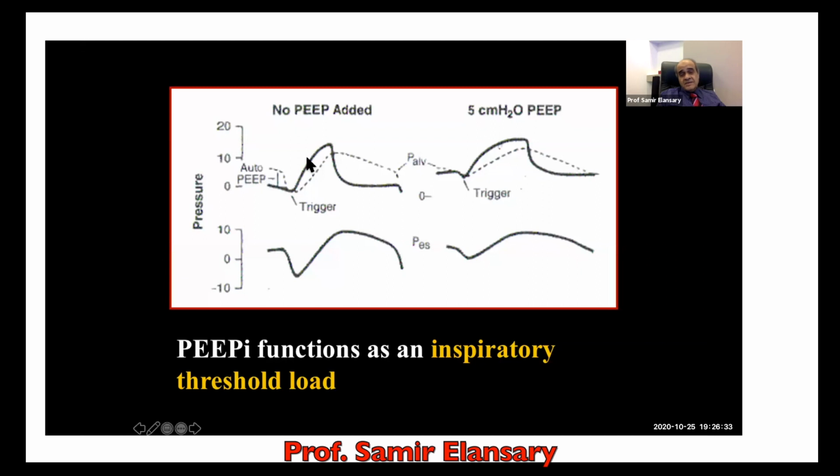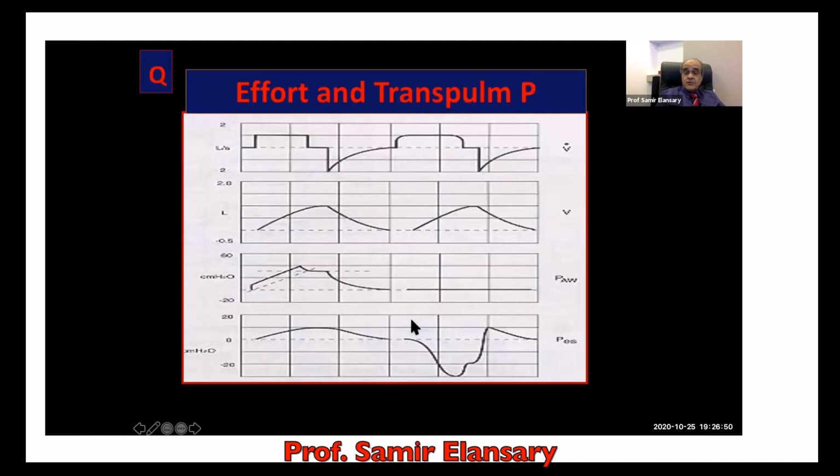And so, in such a situation, we can apply PEEP. If we apply PEEP of 5 centimeters of water, as we see here, the effort will be less. The esophageal pressure will become less, and this is a good solution for the problem of intrinsic PEEP. Effort also can affect the transpulmonary pressures, and you have to increase the transpulmonary pressure in cases of severe effort. As you see here, effort will diminish the airway pressure, and so we have to increase the airway pressure to maintain the tidal volume for such patients.